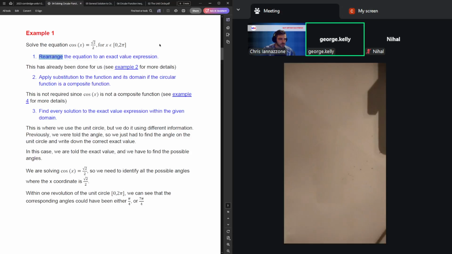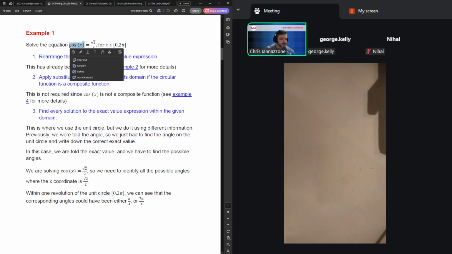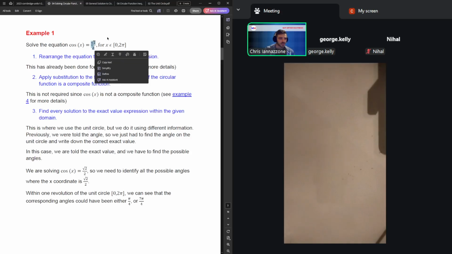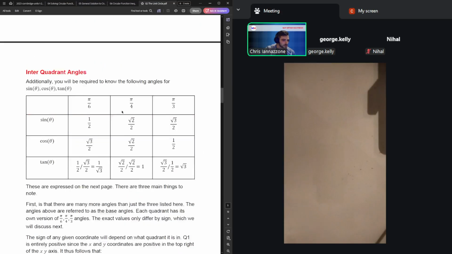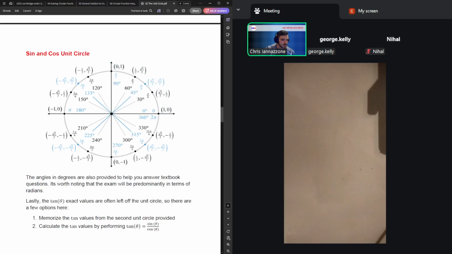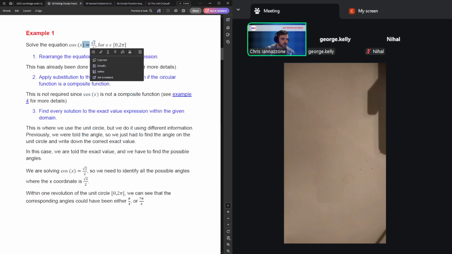First step in all of these is that we're trying to rearrange the equation that we have into what's referred to as an exact value expression. What that means is you want to have the circular function on one side, where that could be cos, sine, tan, any of those, and one of the unit circle exact values on the other side. By unit circle exact values, I mean these things here, the things on the outside, which are going to be root 3 on 2, root 2 on 2, or a half. These ones count as well, 1 and 0, and the negative 1, and so on and so forth. Basically any of those on this side.